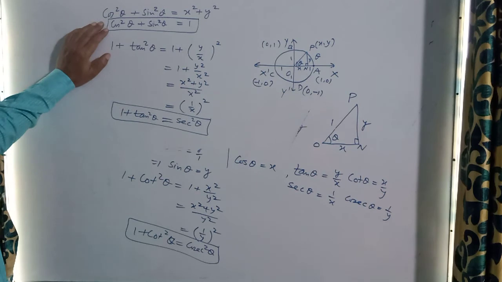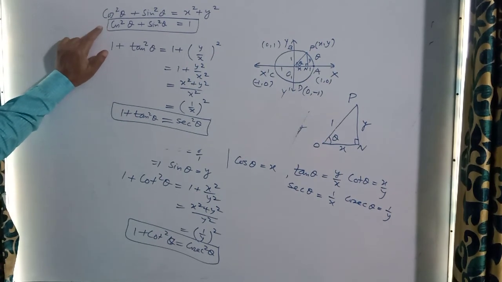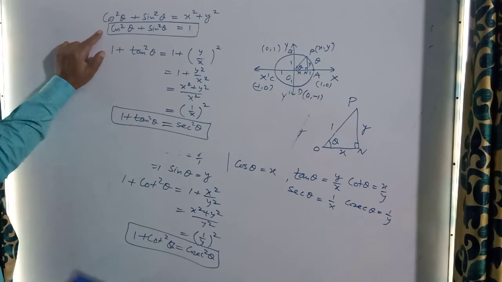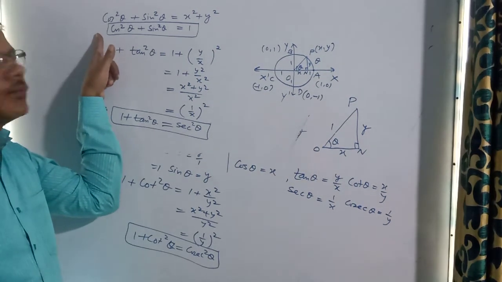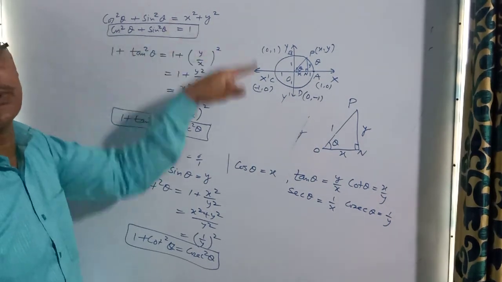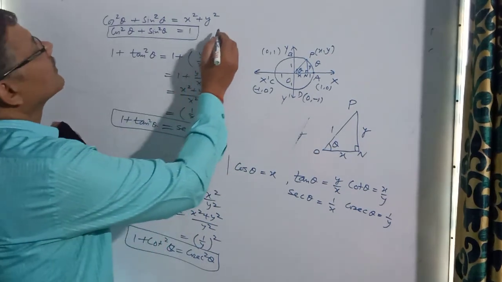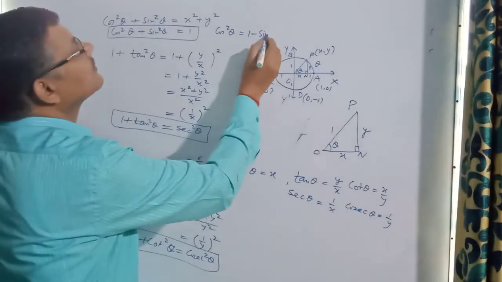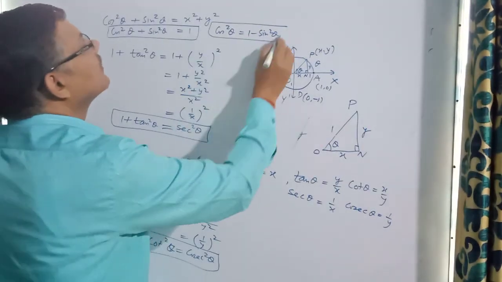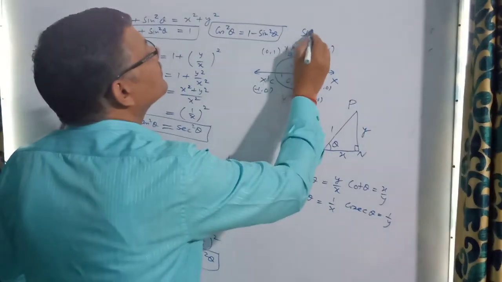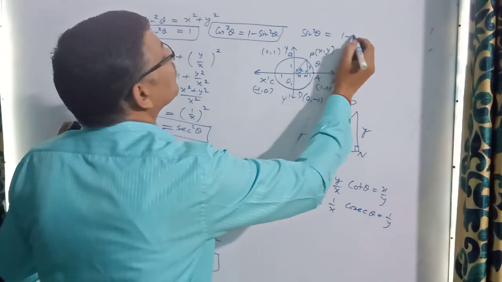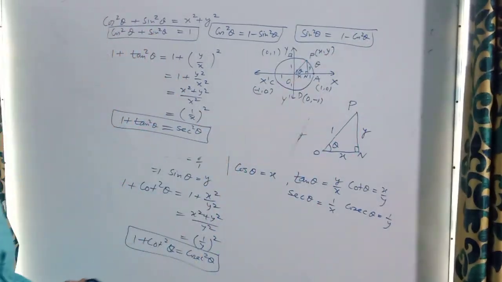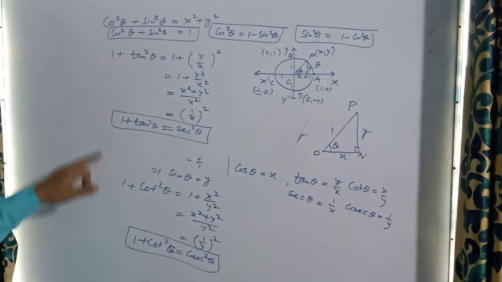Now 3 forms are there. Out of 3, one is this one, cos square theta plus sin square theta equal to 1. We may use cos square theta equal to 1 minus sin square theta. We may use sin square theta is equal to 1 minus cos square theta. So 3 more forms are there. Same for other identities. So in this way we get our 3 identities.